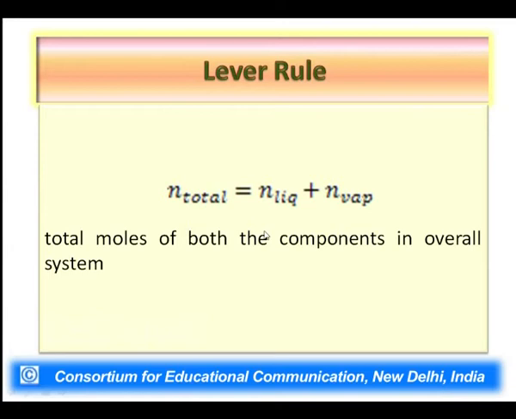What this means is, if we add the total number of moles in the liquid phase and the total number of moles in the vapor phase, this addition gives a quantity called N total, the total number of moles of both components in the overall system. I hope this symbolic representation is clear, because we will make use of it in our manipulation during the derivation of the formula for the lever rule.